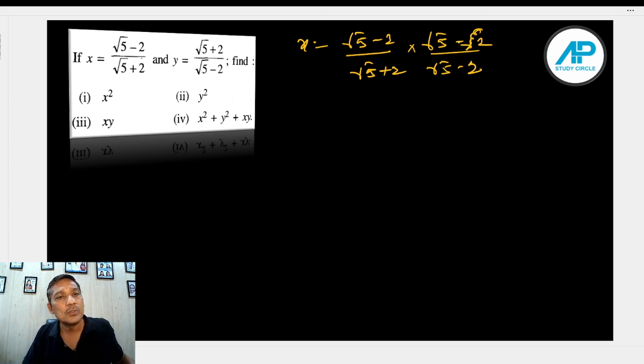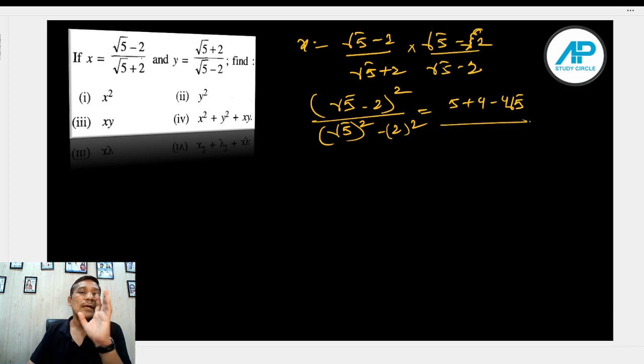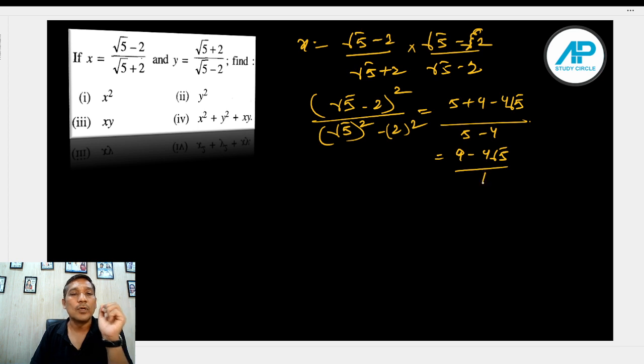It's a plus b into a minus b. Here in the numerator is a minus b whole square. So I have root 5 minus 2 whole square upon root 5 square minus 2 square. That gives you 5 plus 4 minus 4 root 5 upon 5 minus 4. 9 minus 4 root 5 upon 1 is the value of x. So it is only 9 minus 4 root 5.